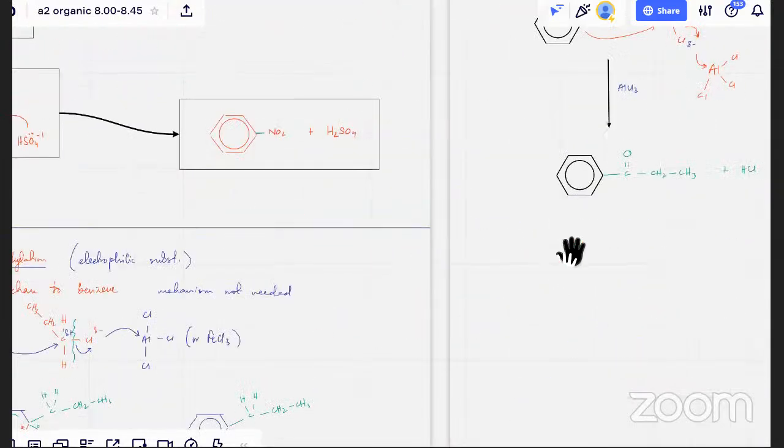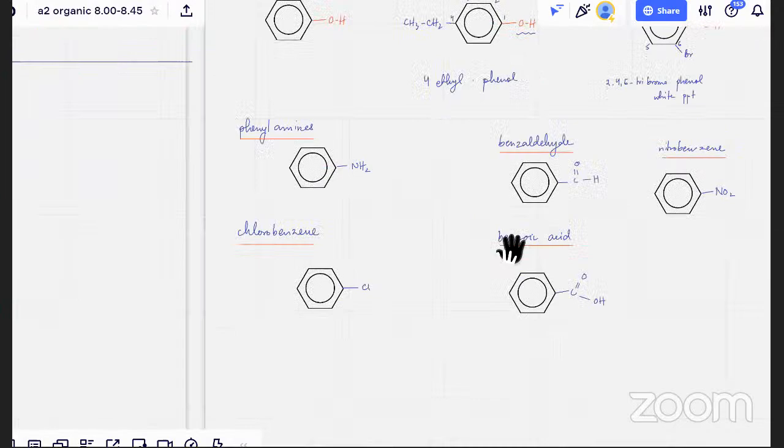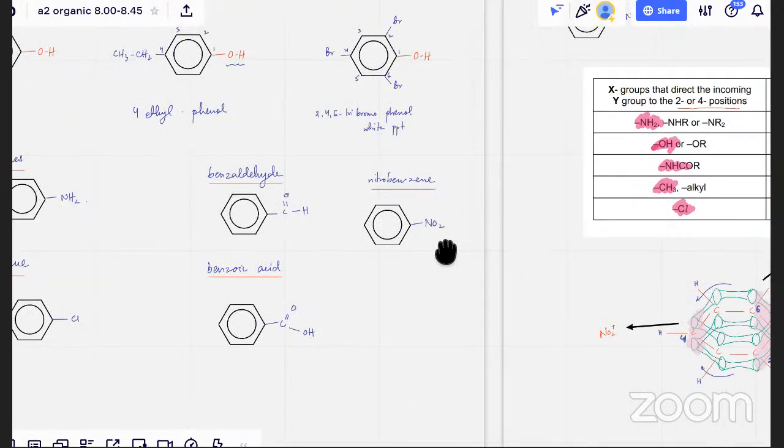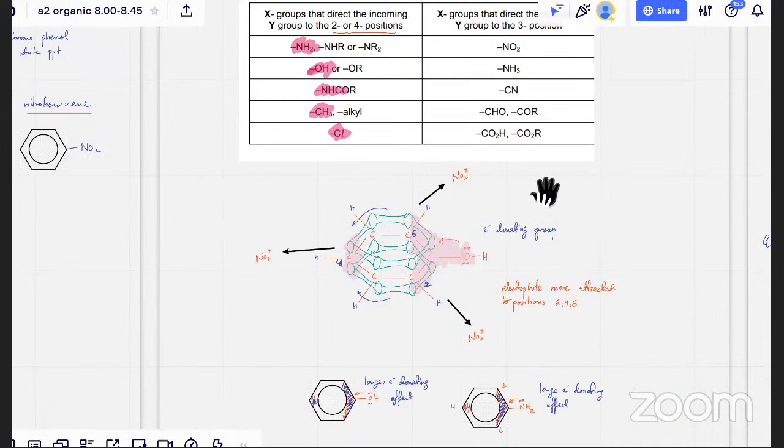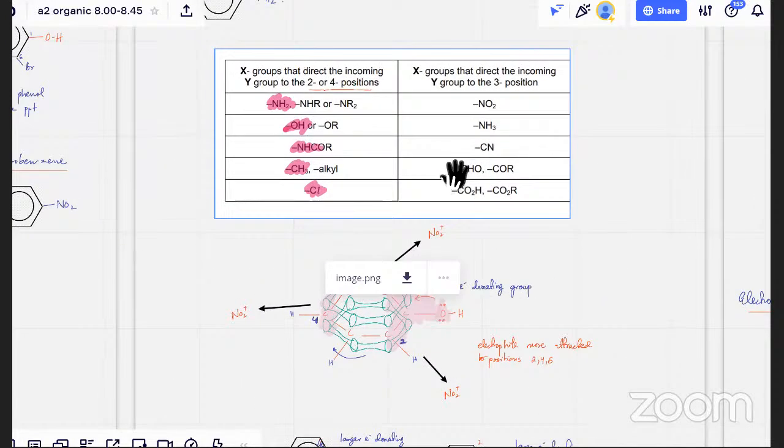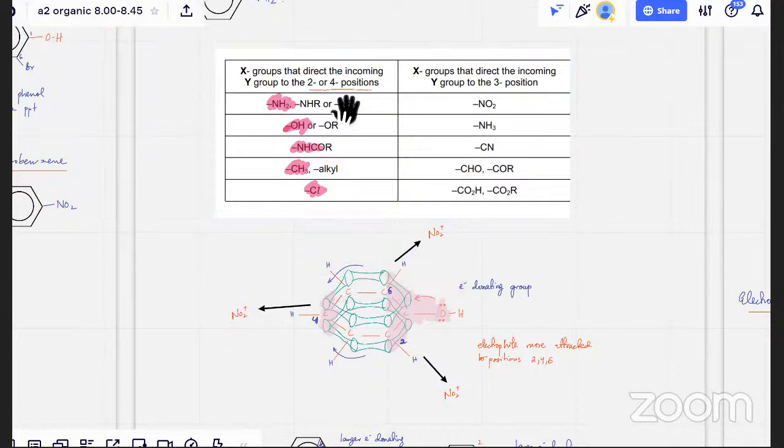When you have 2, 4, 6 directing groups, which are electron donating groups, benzene can come in all sorts of shapes. So when you have an electron donating group, like an OH group, the electron density becomes greater on the 2, 4, and 6 positions. So these were some of the groups that were 2, 4, 6 directing.